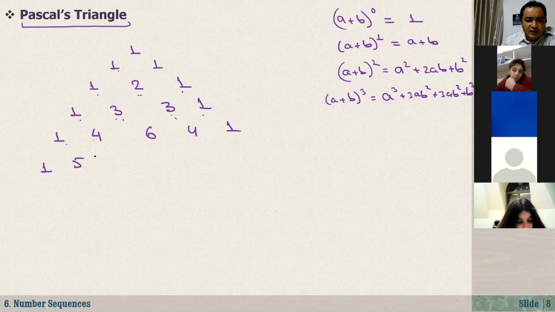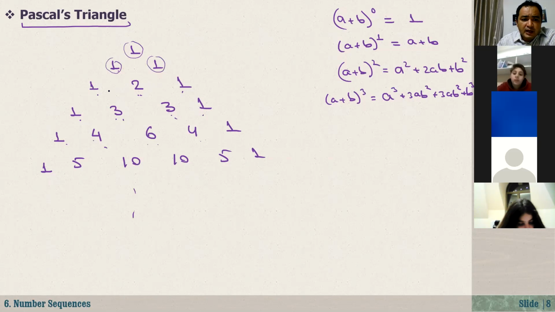1 plus 4 is 5. 4 plus 6 is 10. 6 plus 4 is 10. 4 plus 1 is 5. And here we have 1. We just continue. Now, there's a pattern here, right? Here I start with 1. And after that, here's just 1, so that's why I'm writing 1 here, and nothing else. Here also we have 1. Now, because here we have only one term, I'm writing 1. Then 1 plus 1, in the previous line it is 2, and here we have only 1. Now, 1 here again, 1 plus 2 is 3, 2 plus 1 is 3, and here it is 1.